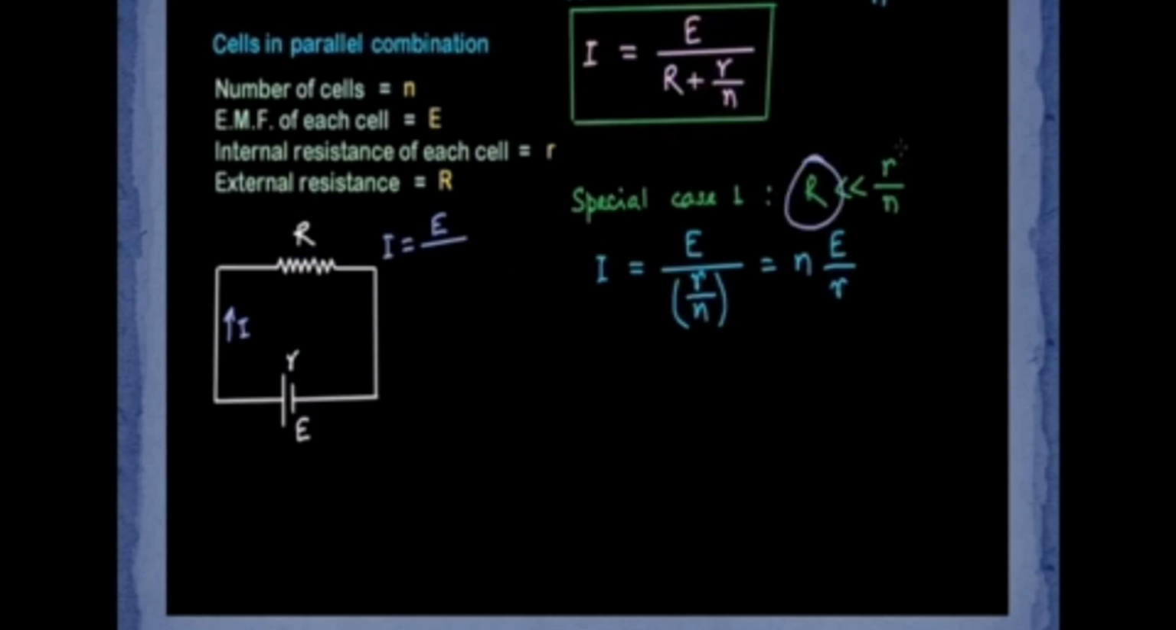So that is a special case. We are comparing the value of R and r by n. R is the external resistance, r by n is the internal resistance. So in this circuit, I equal to nE by r. So only we are considering the internal resistance because that is greater than the external resistance R.